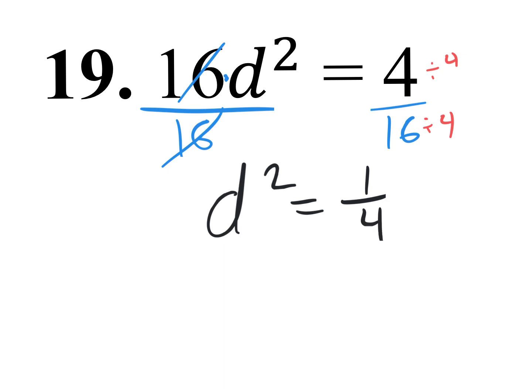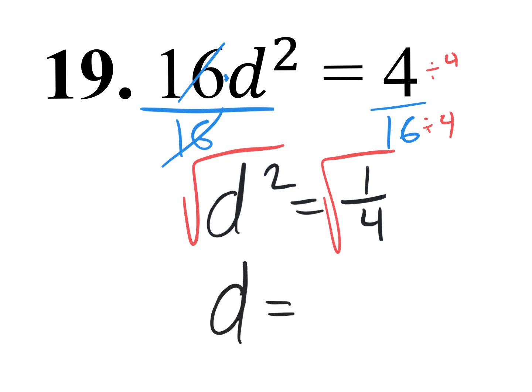Okay, so now that I have a d squared and I don't want the square, I just want d by itself, I need to get rid of the square by applying the inverse operation. What's the opposite of a square? That would be a square root. So you square root here, square root there. You're going to end up with d equals, but when you do the square root of a fraction, you could split the square root to top and bottom. So let me do that right here.